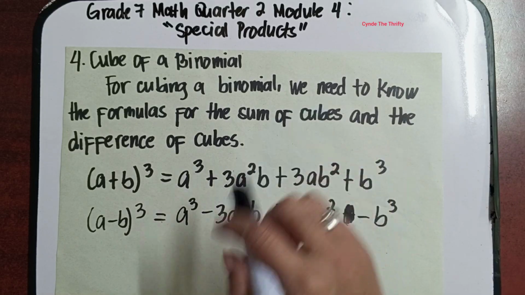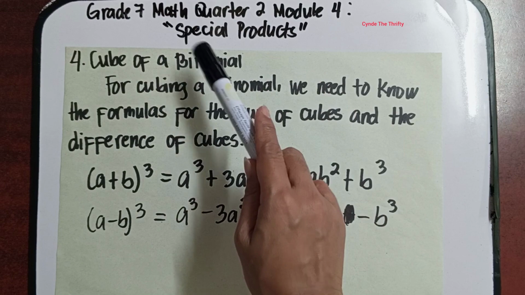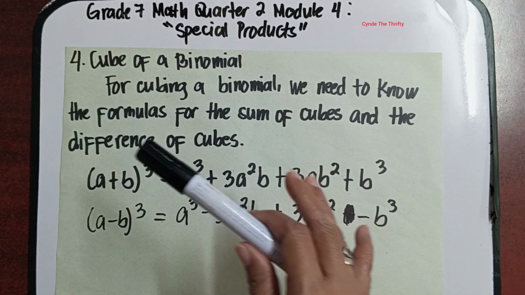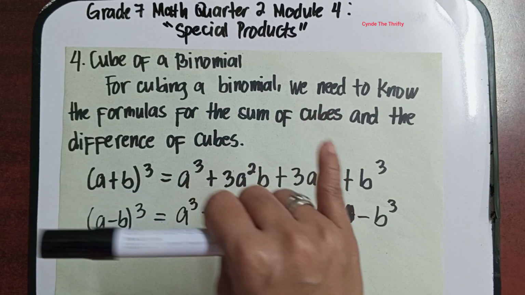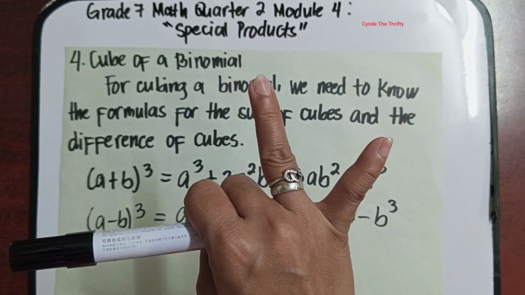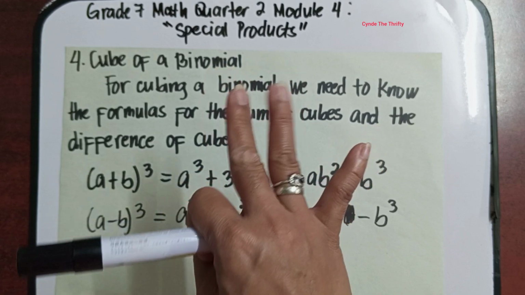Hi everyone! Continue tayo sa ating lesson about grade 7 math, quarter 2, module 4, special products. Ang nakaraang lesson natin is pinag-aralan natin ang product of two binomials gamit ang FOIL method. And ang pangalawa, product of sum and difference of two terms. Ang pangatlo is square of a binomial.